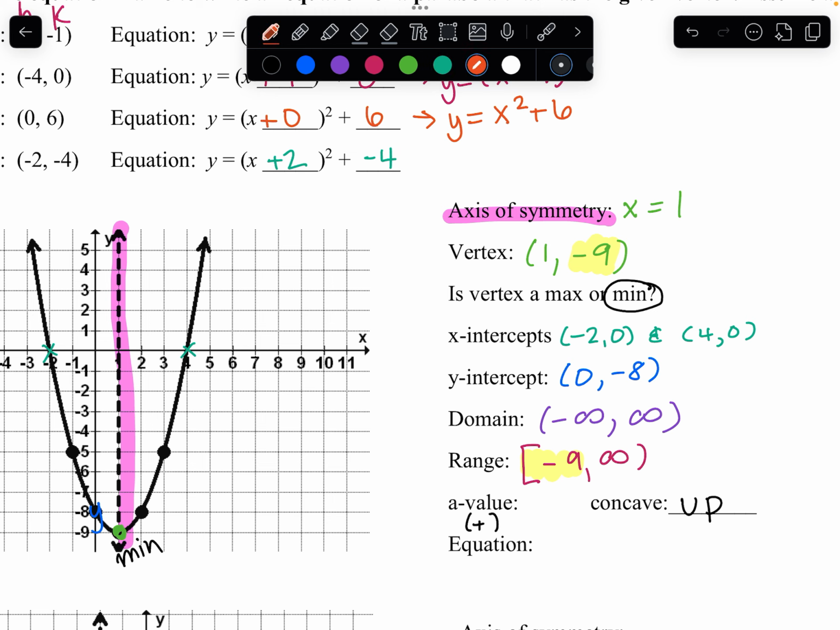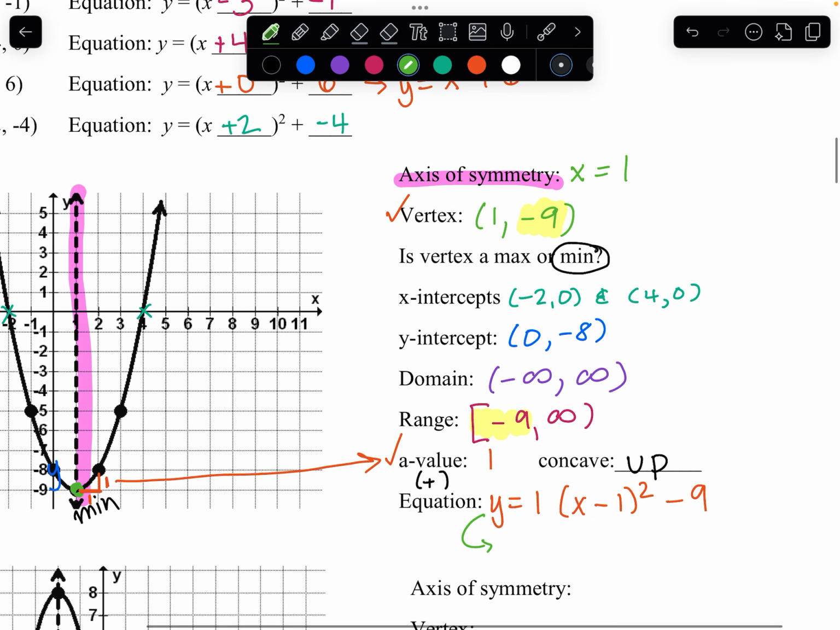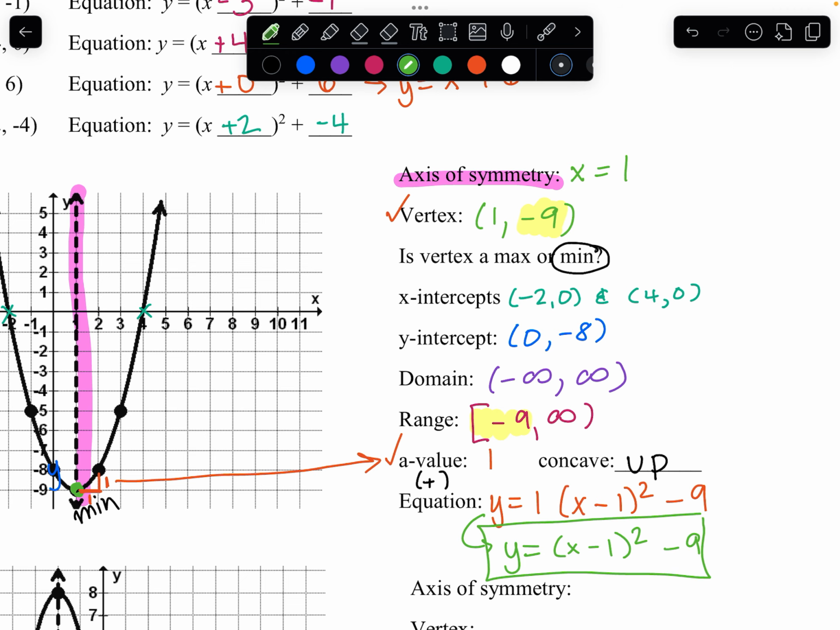How we find our A value. You look to see how far over we go, over 1. How far up do we go? 1, that is your A value. And so, now that we have our vertex and our A value, we can write the equation of this function. So y equals our A value, which is 1. X, opposite sign, x minus 1 squared, same sign, minus 9. Now, we don't really need to write that 1, so what we should have for this final answer is y equals x minus 1 squared minus 9.